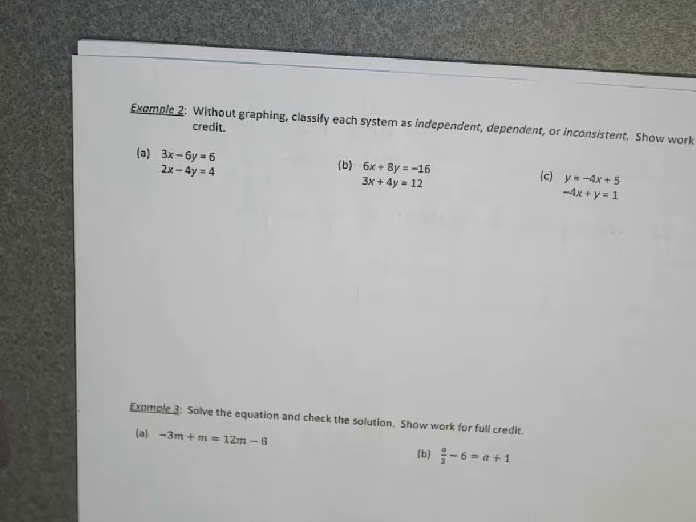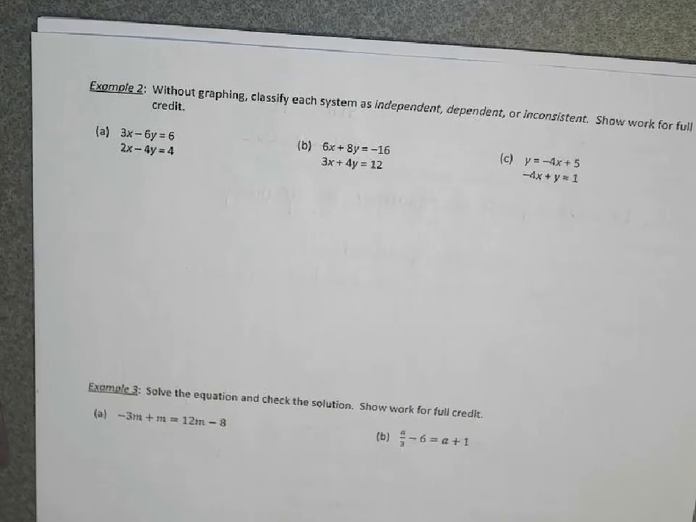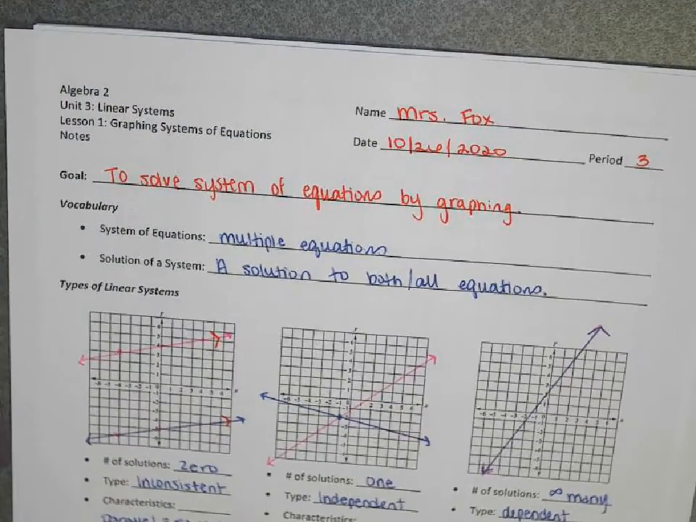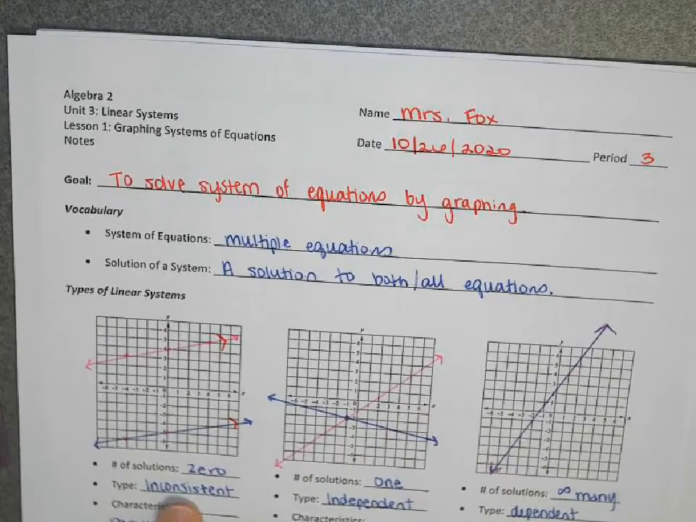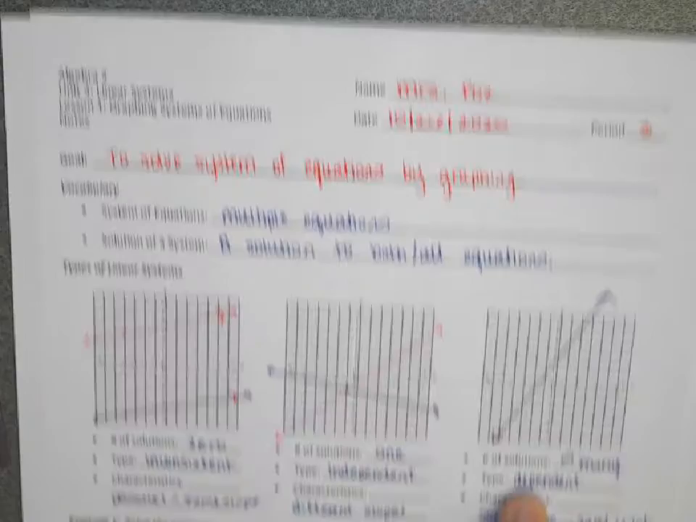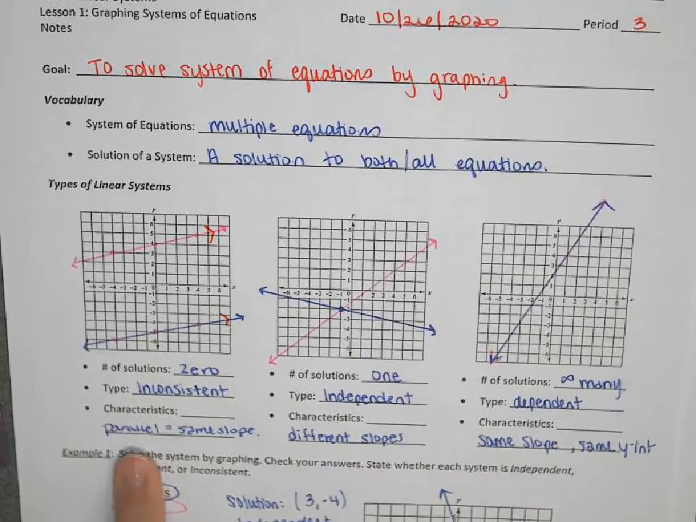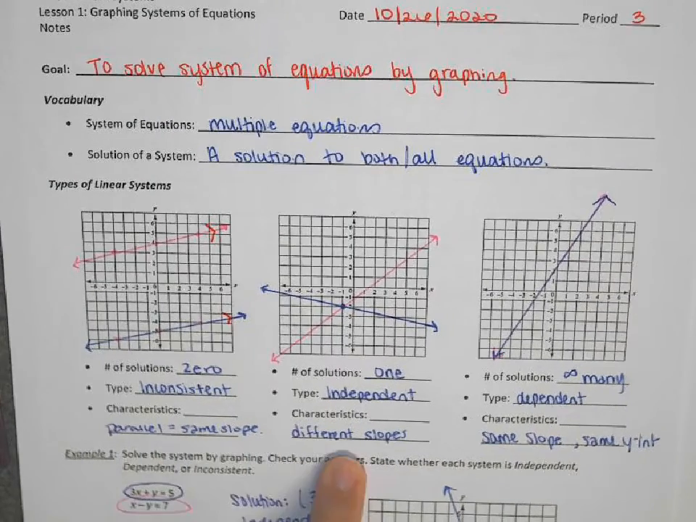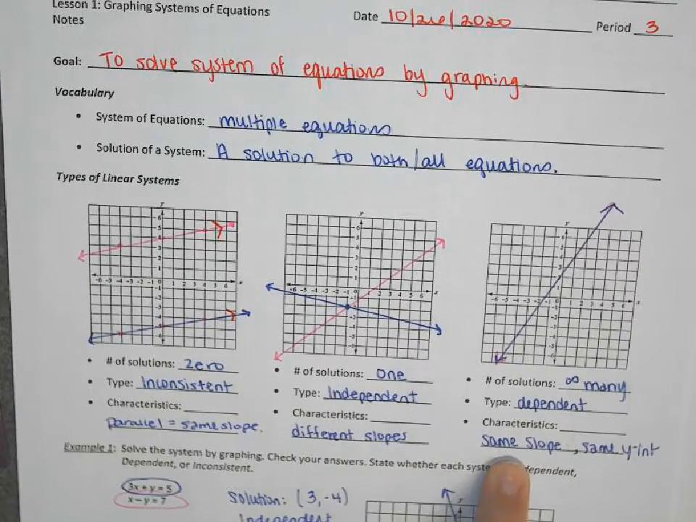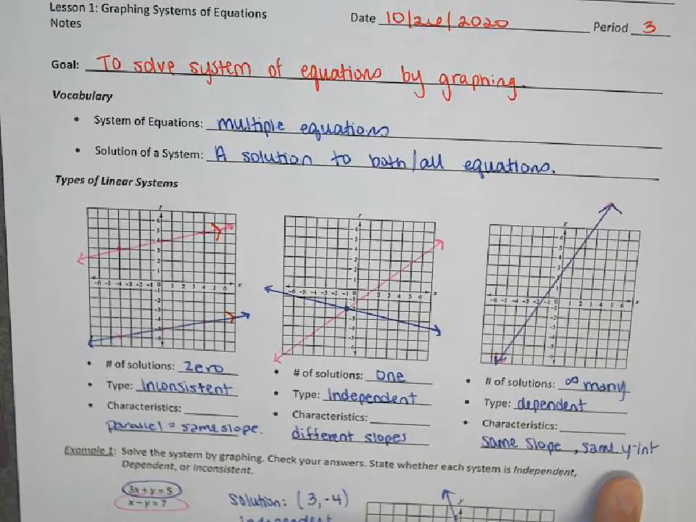The next one says, without graphing, classify as independent, dependent, or inconsistent. What's the main thing that we're going to look for if we're trying to figure out the difference between inconsistent, independent, or dependent? The slopes. We need to know, do they have the same slopes? Do they have different slopes? Or do they have the same slope and the same y-intercept?